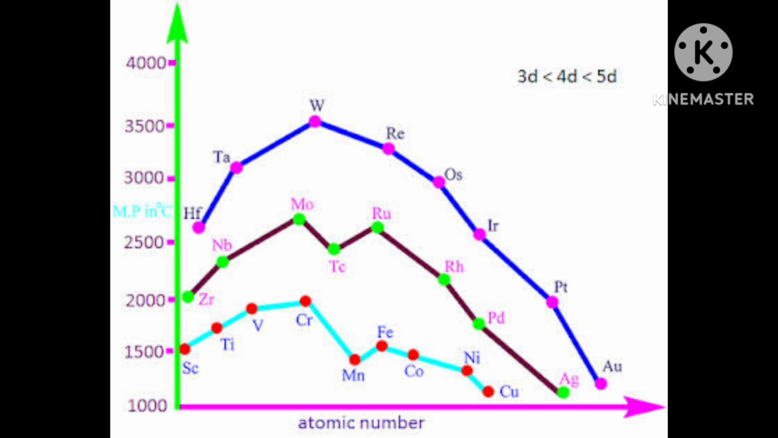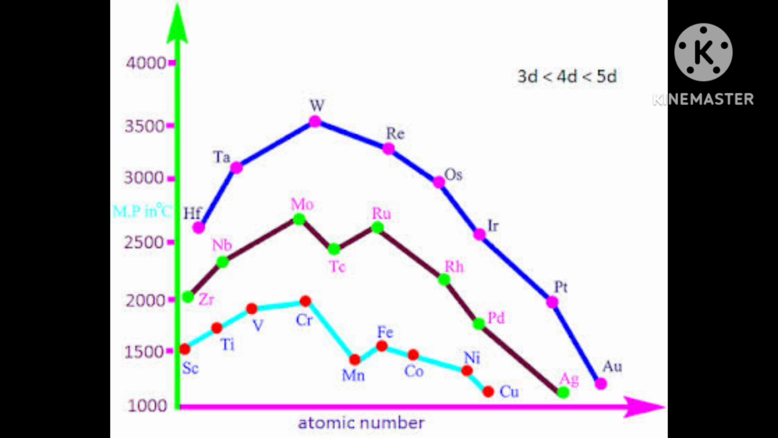The curves, I already discussed the graph, where there actually is a curve. The curve shows an increase from the first, meaning 3d, to the second, 4d, series of the elements, but the radii of the 5d series are virtually the same as those of the corresponding members of the second series. This is a very, very important point.